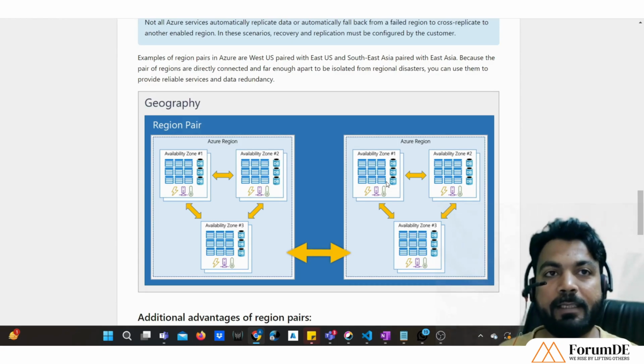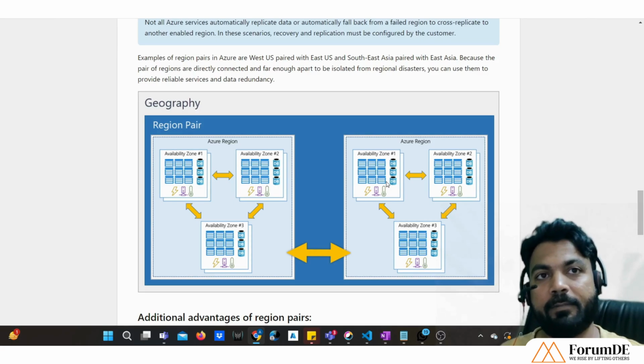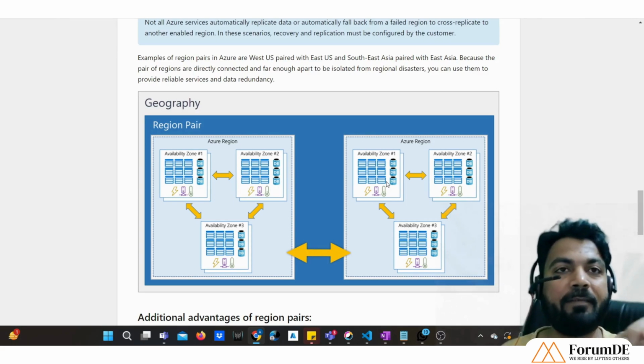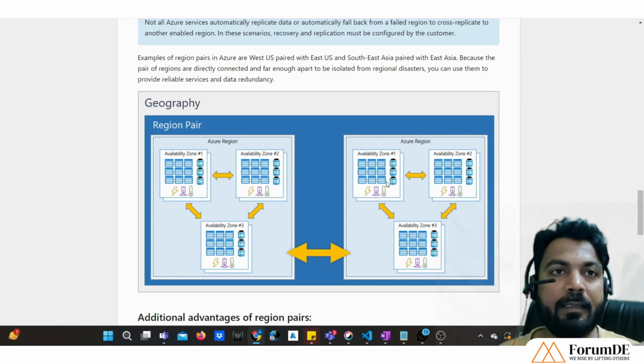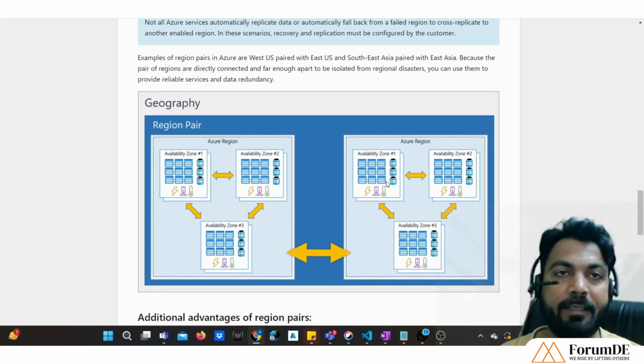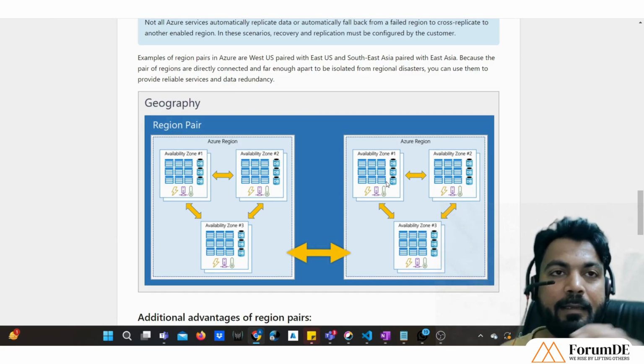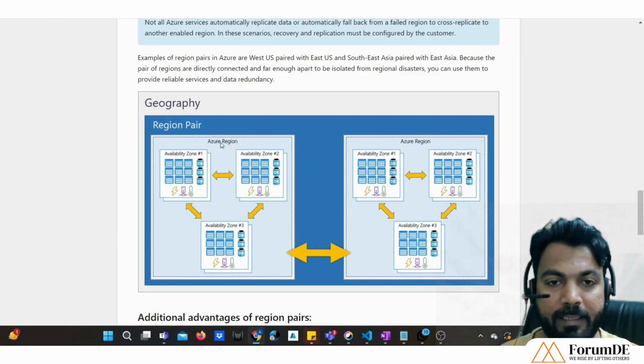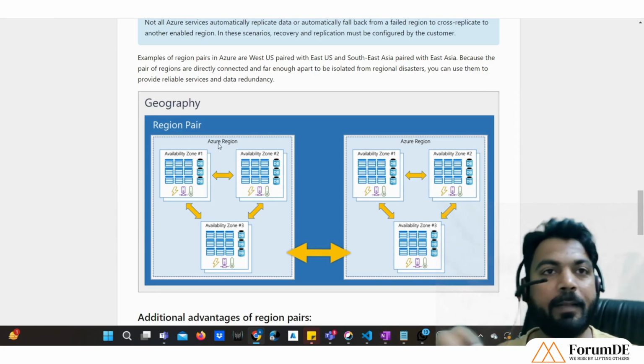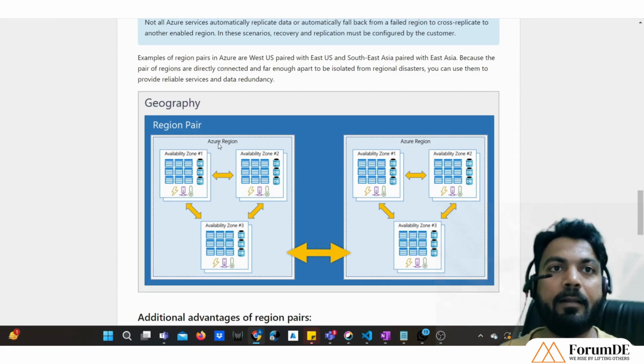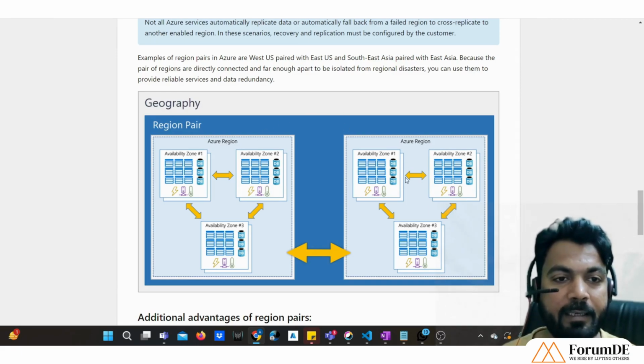Suppose one Azure region is in Delhi, then another Azure region will be at a minimum of 500 kilometers away from Delhi. It may be in Banaras or Lucknow or Kanpur or Ranchi. It means a very far location, but the geography will be the same. What I mean by this is that the country would be the same, like US, India, Europe. In India only, there will be two separate regions, in which one Azure region will be there, and a minimum of 500 kilometers away another Azure region will be there.